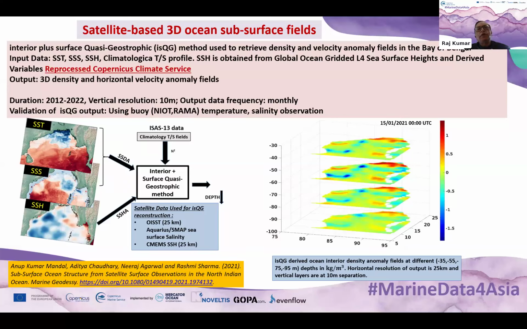So these are the surface level data. Now I'm talking about the subsurface also, because satellite data normally gives the surface, but using the numerical models as well as some of the techniques, you can derive some of the parameters for the subsurface. So in this 3D ocean subsurface field, we are trying to derive using the sea surface temperature, sea surface salinity, as well as sea surface height. All this data has been used through this quasi-geostrophic methodology. And then we try to see whether we can derive the temperature and salinity profile data, as well as some other data through this method.